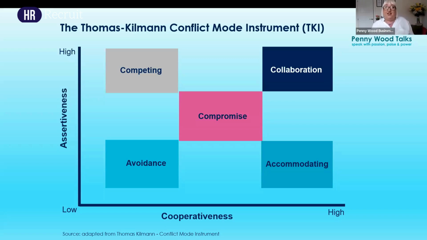Let's start with the top left, competing. High assertion, low cooperativeness. The goal in this style is to win at all costs. It's very effective for a quick decision or an unpopular action that has got to be taken. So you've got a new process and people have got to do something new, because they've got to do it. And it's quite good when the issue is vital and you want a quick resolution.